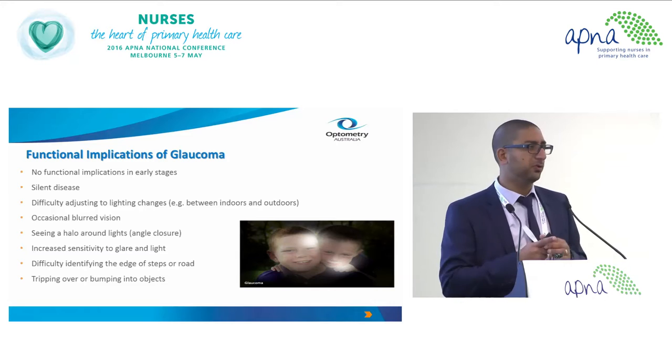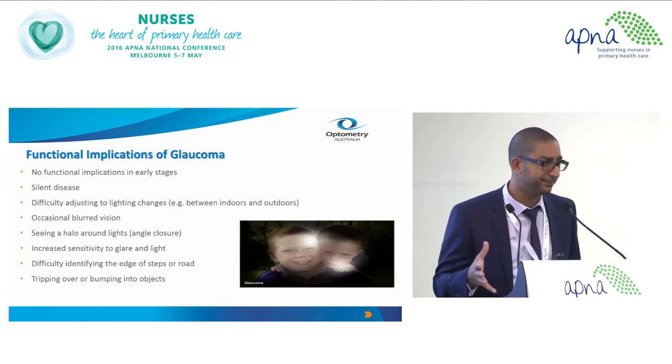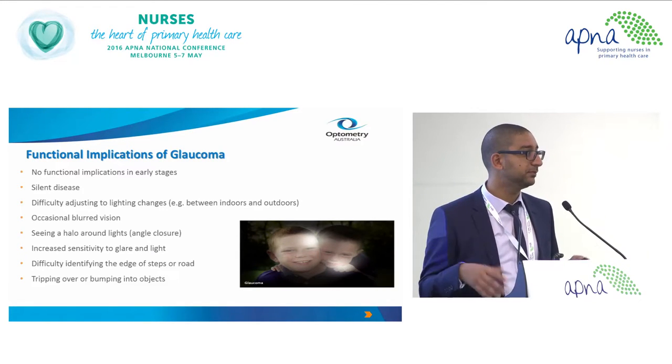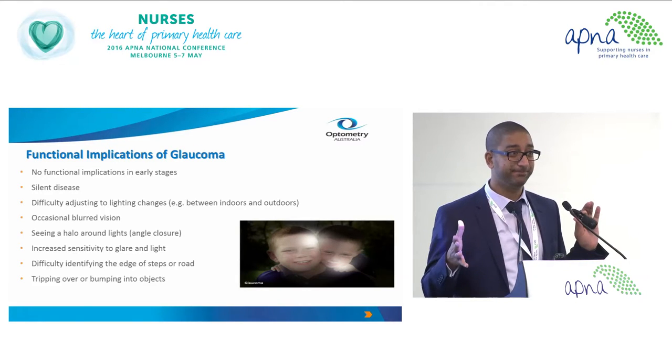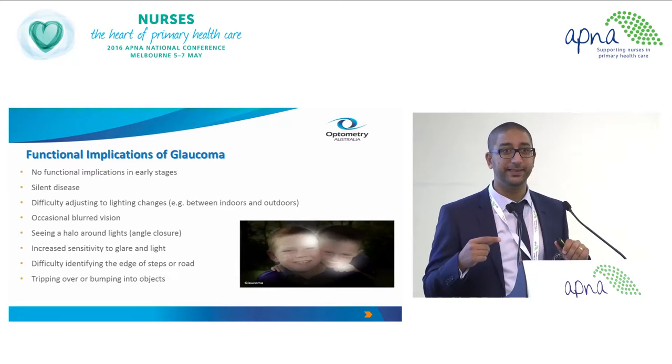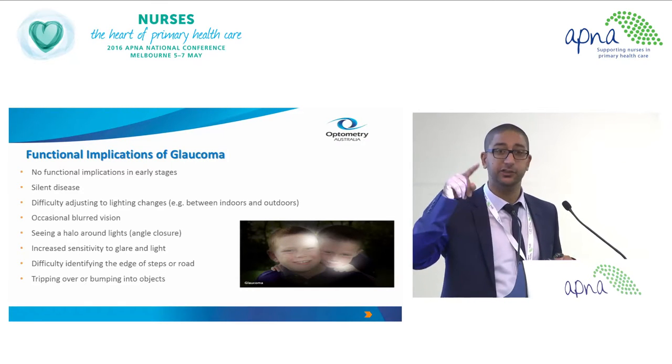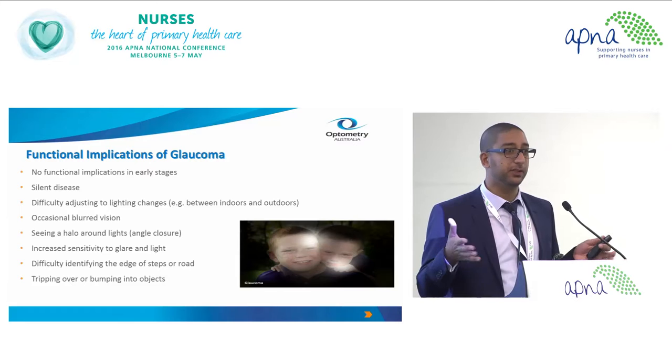So who knows what normal pressure in the eye should be? Anyone? 16, yeah, that's a good guess. Anything between 10 and 20 is normal. And the units are millimeters of mercury, mm, capital H, G. That's the normal pressure.